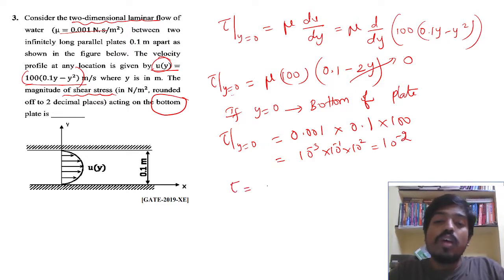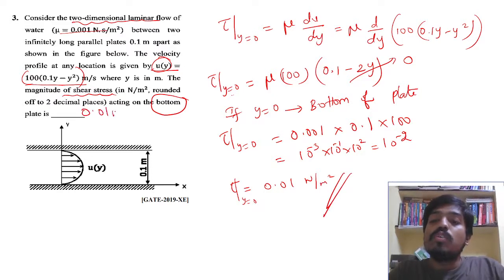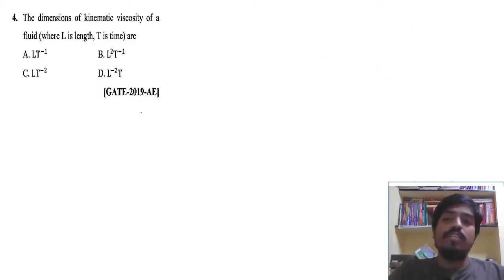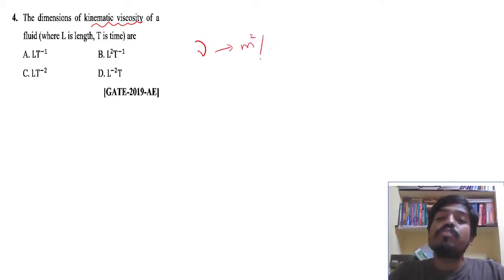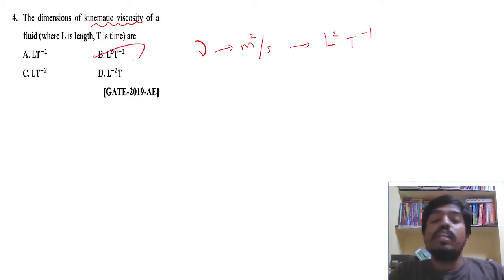So this tau value at y is equal to 0 is 0.01 Newton per meter square. Yes, we are right. Again they are asking about kinematic viscosity. Kinematic viscosity unit is meter square per second, L square T inverse.